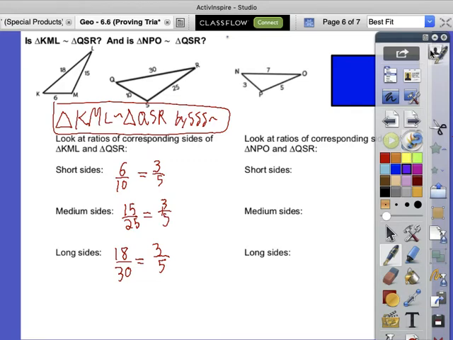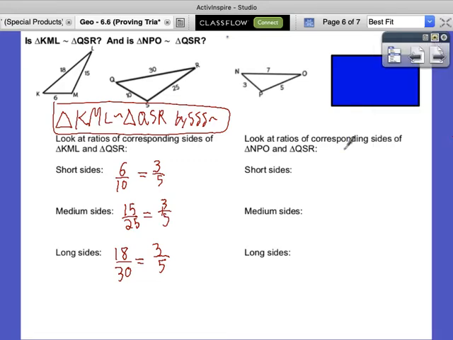So now, guys, I want us to try and do the same thing with triangle NPO and triangle QSR. So this third triangle and the second triangle, and try and compare them the same way. We're going to go through short sides, medium sides, long sides. Now, this won't be written for you in the future, but you can still do that on your own. It's just teaching you a method to go through it. So I want us to go ahead and try this one.